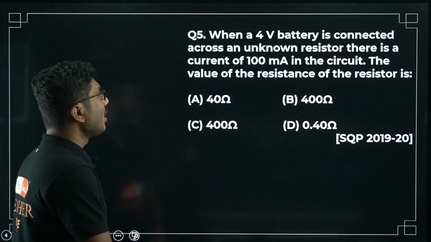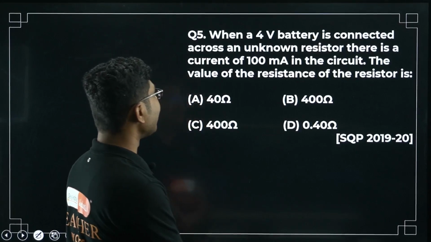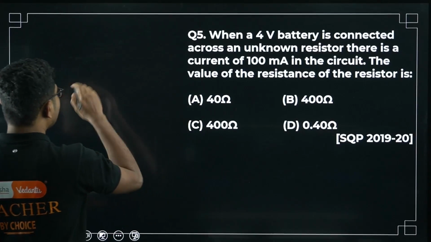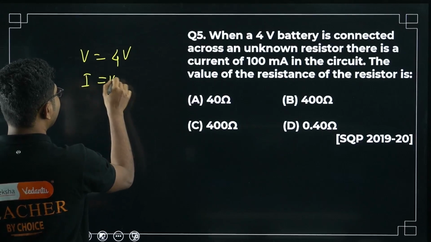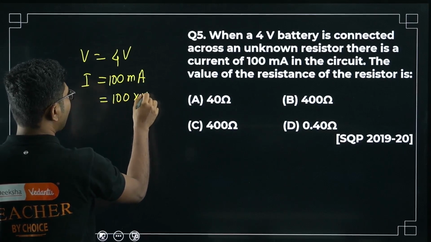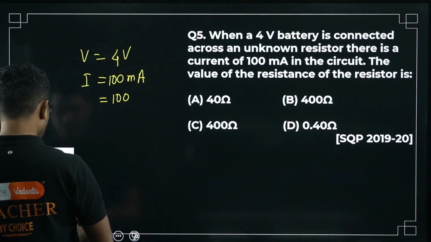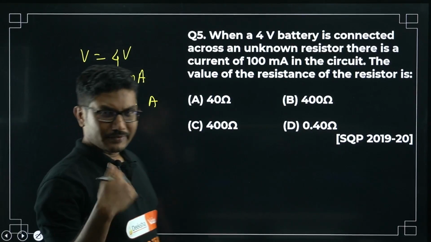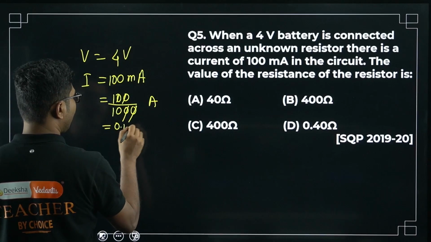Next question: when a 4-volt battery is connected across an unknown resistor, there is a current of 100 milliampere in the circuit. The value of the resistance of the resistor is... Here the voltage is given as 4 volt. Current is given as 100 milliampere. What is the meaning of milliampere? Milli means 10 to the power of minus 3, or in other words, you have to divide by 1000. So it will be 0.1 ampere.